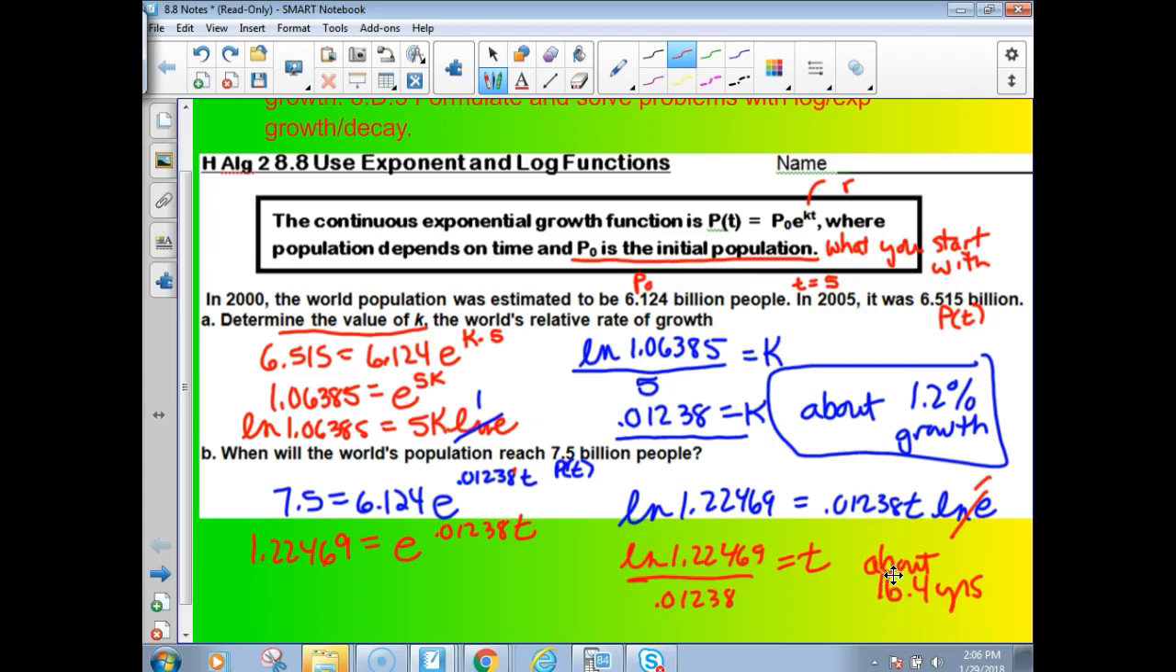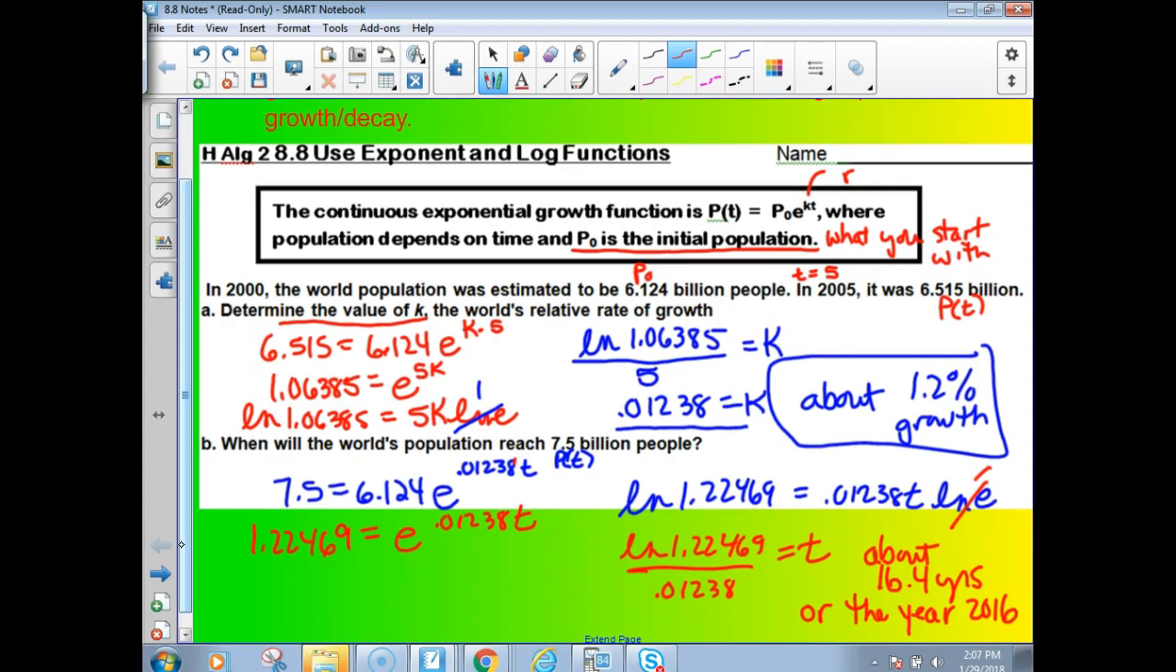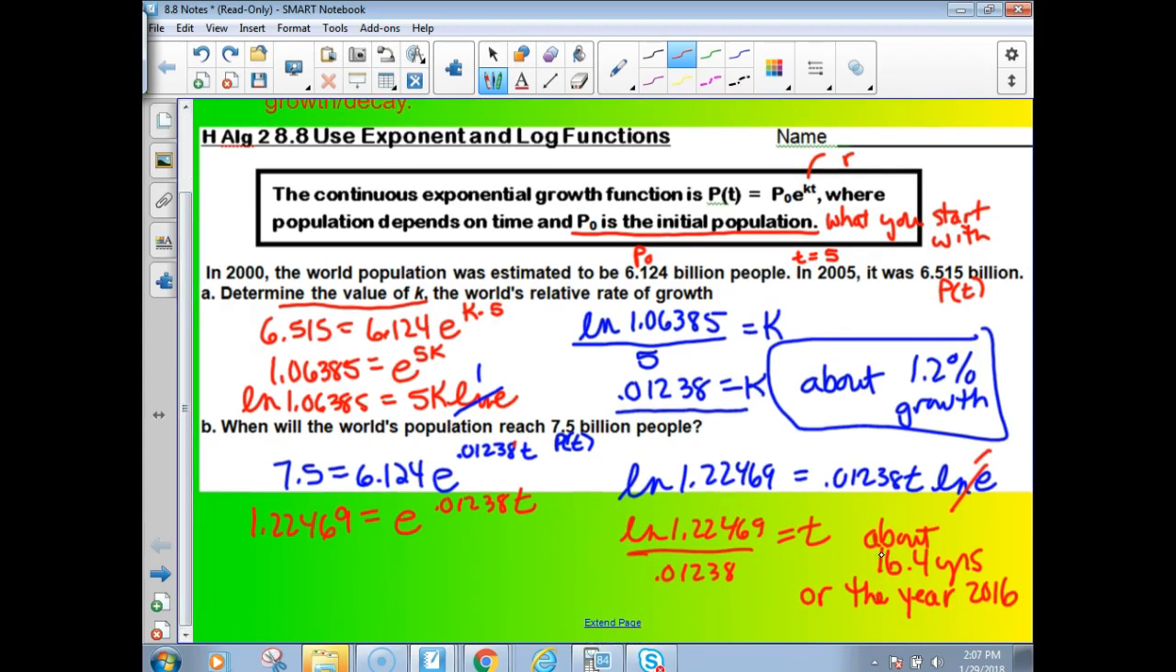Now, about 16.4 years, or the year 2016.4. Now, I had a question I posed to my students. Well, it depends on how the question was worded. So it said, estimate the population. Wait a minute, what did it say? When will the population reach? When would be about the year 2016.4. It said when, so you would give the date.